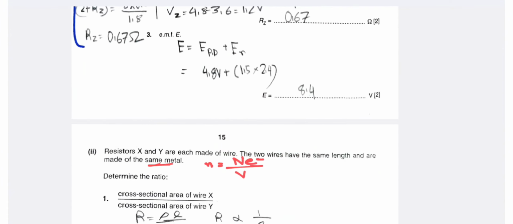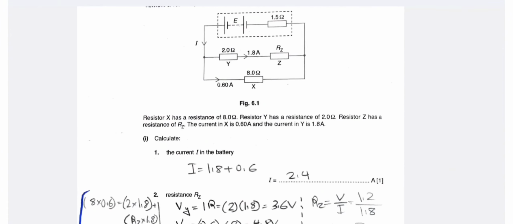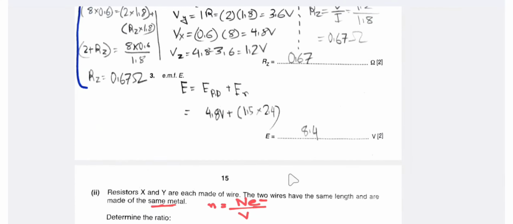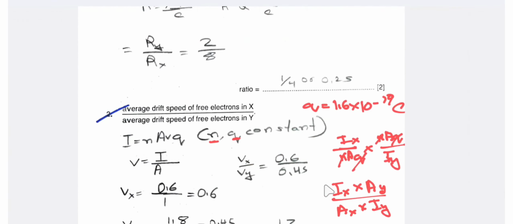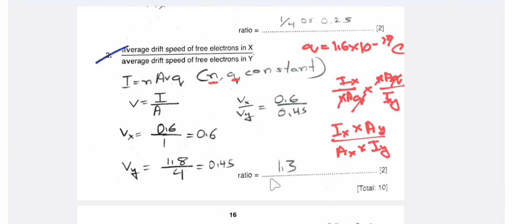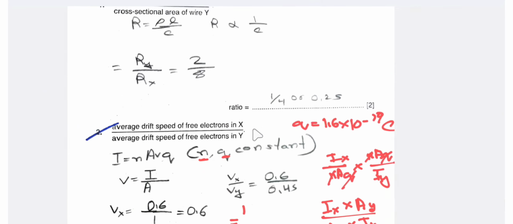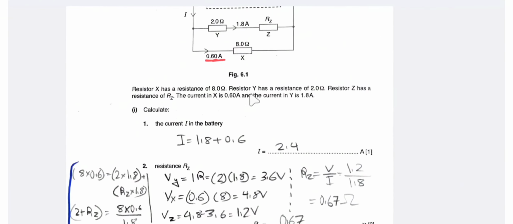So what is the value of current at X? The current at X is 0.6 and the current at Y is 1.8. So for X it is 0.6. So what is the value of current at X?